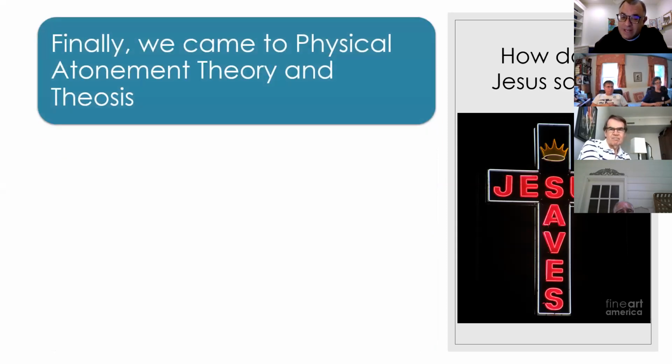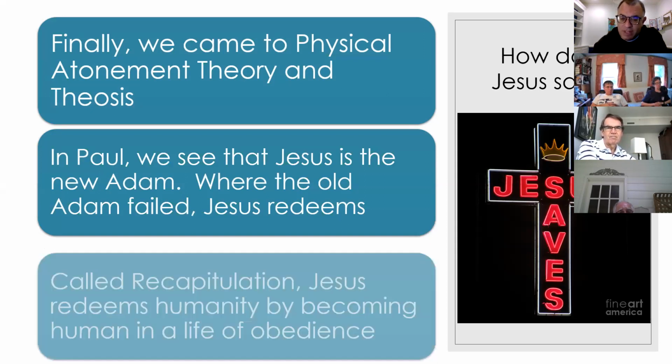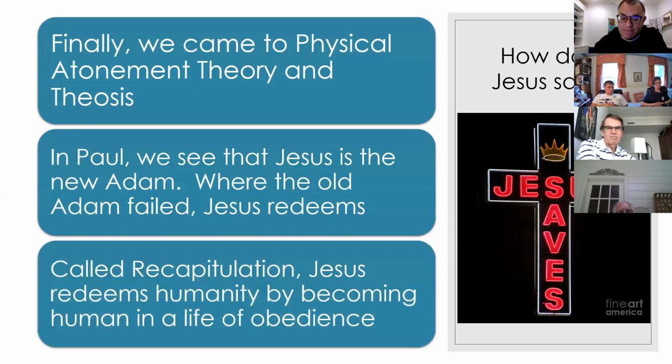And finally, we came to the physical atonement theory, or theosis, which we talked about last week. In Paul, we see that Jesus is the new Adam. Where the old Adam failed, Jesus redeems. That is, where the old Adam was sinful and broken, Jesus comes and does everything again to show that we can be faithful to God in the midst of it. This is called recapitulation. Jesus redeems humanity by becoming human in a life of obedience.